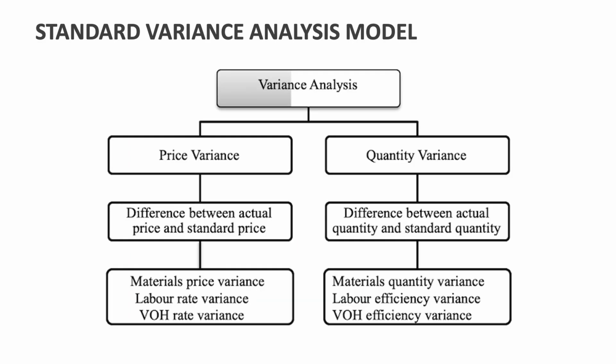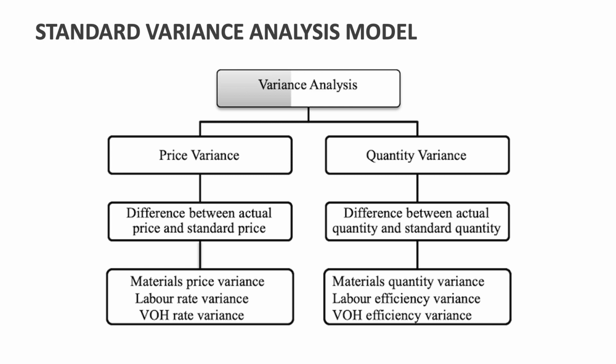In the standard variance analysis model, we will have the price variance and the quantity variance. They are different in terms of the denominators. Price variance will involve the dollar sign and quantity variance will involve the unit of analysis. It's either number of pieces, kilograms, or whatever.